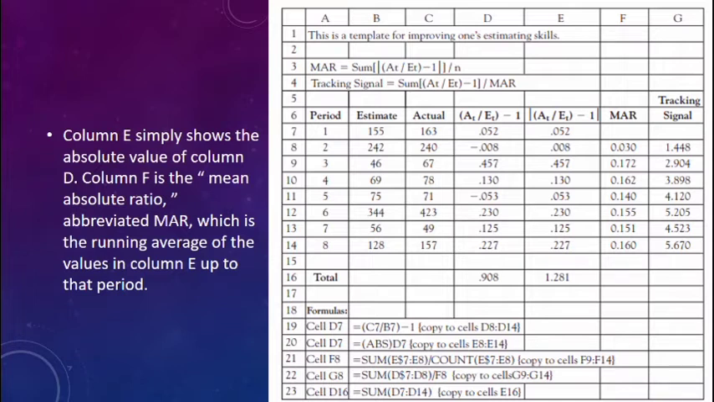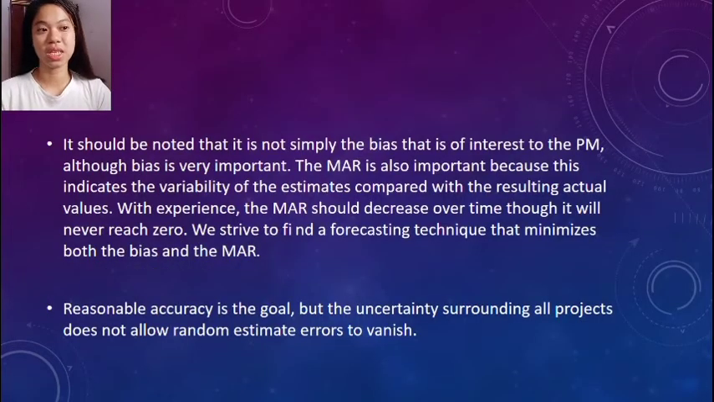On the other hand, if there is considerable bias in the estimates, either positive or negative, the running sum of the ratios in column D will grow quite large. Then, when divided by the mean absolute ratio, this will show whether the tracking signal is greater than 1 or less than 1, and therefore greater than the variability in the estimates or not. If the bias is large, resulting in large positive or negative ratios, the resulting tracking signal will be correspondingly positive or negative.